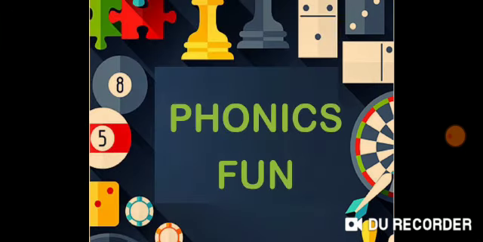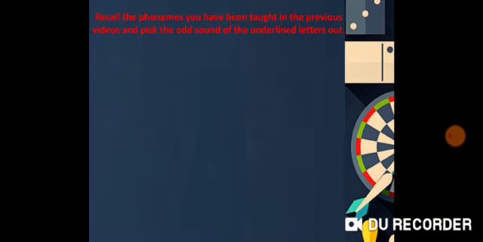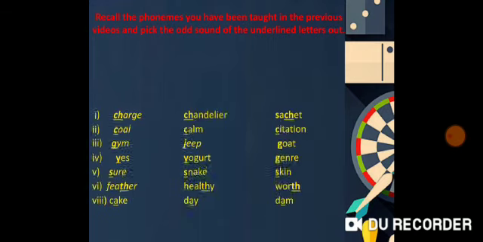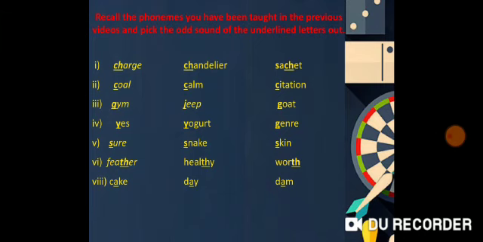Let's do activity number 3, what it is, and it's related to phonics fun. Here you have to recall the phonemes you have been taught in the previous videos and pick the odd sound of the underlined letters out. Let's see how. So here are some words, and 7 options are given, numbered 1 to 7, and each number has 3 options with it.